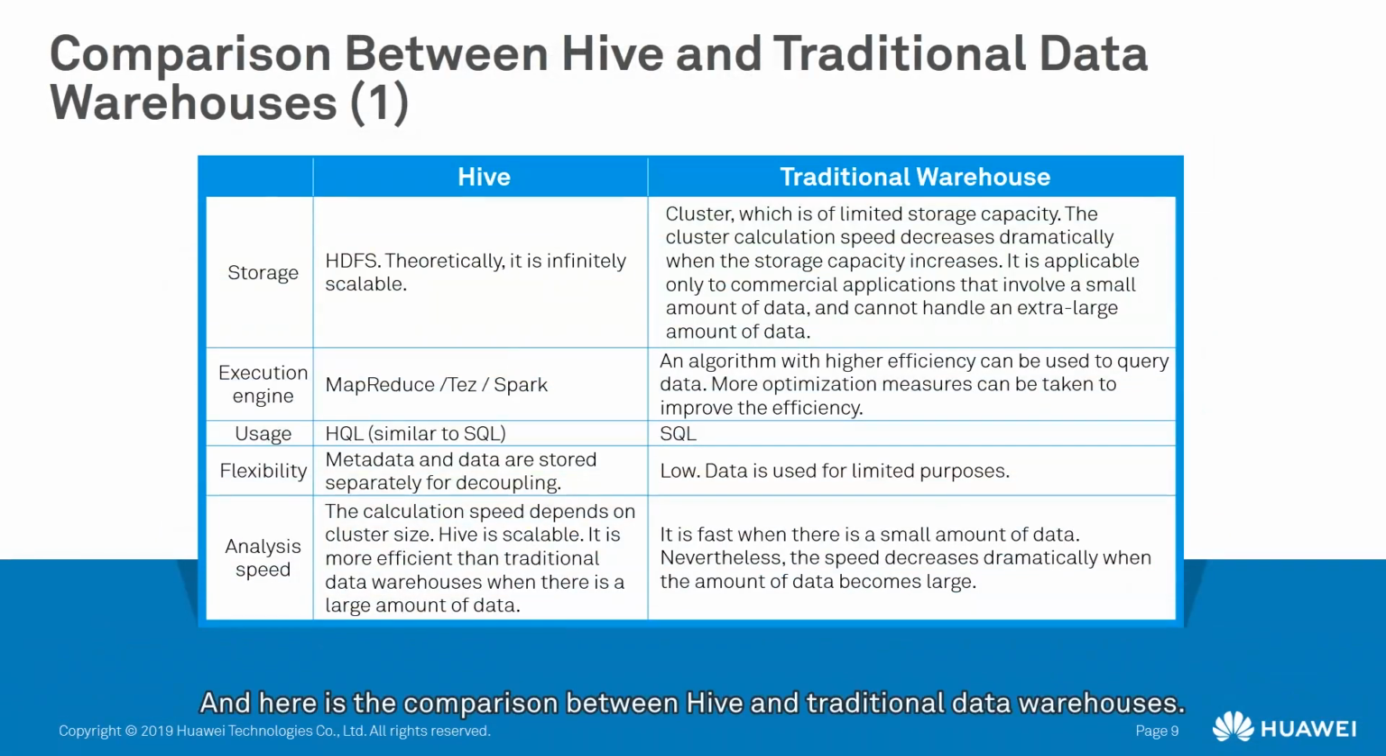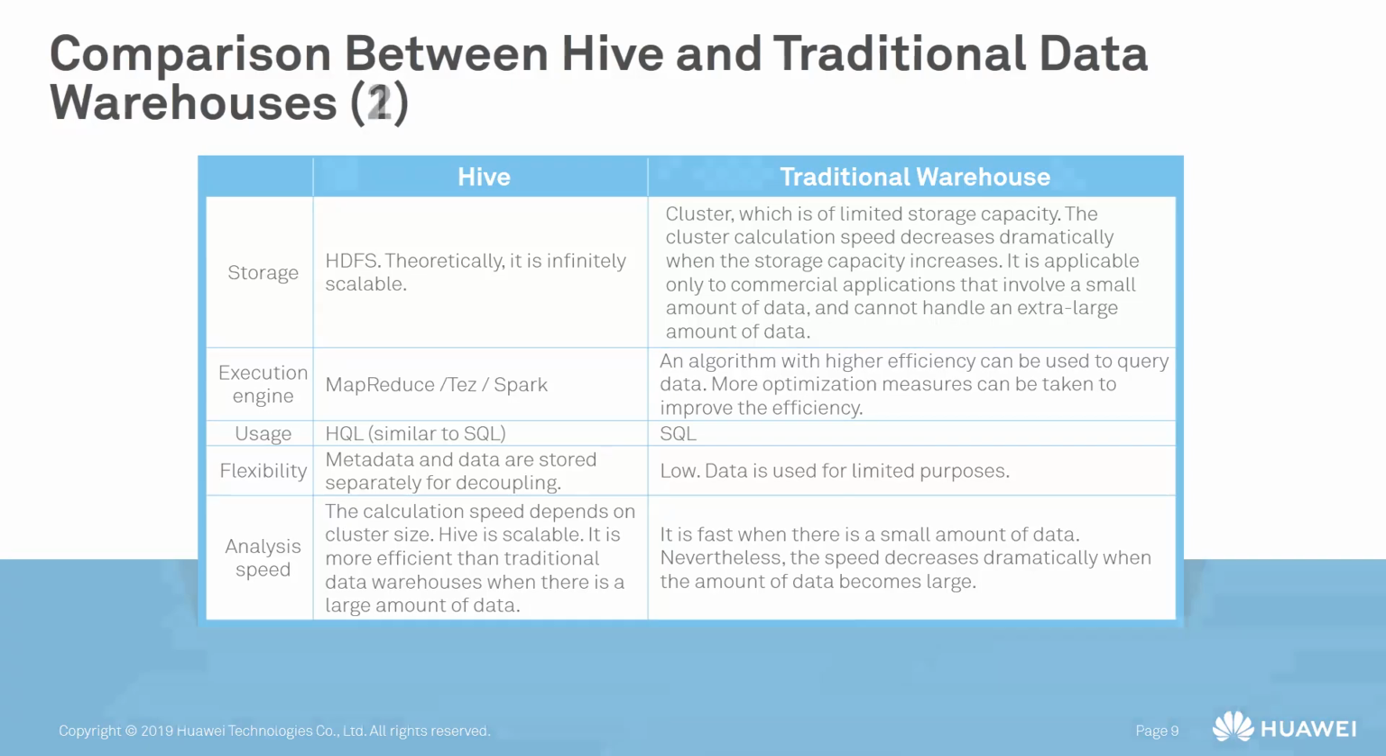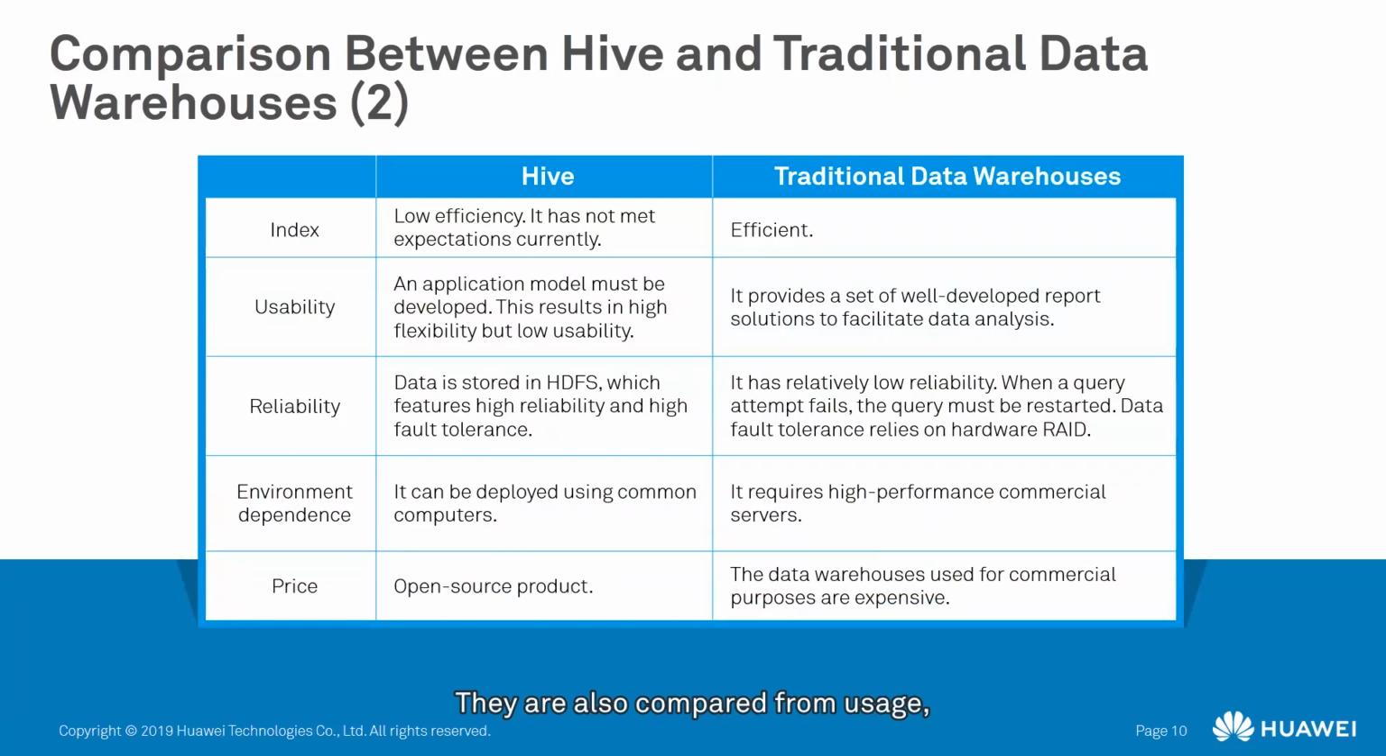And here is the comparison between Hive and traditional data warehouses. They are compared from the following aspects. For storage, we know that Hive is based on HDFS, so it's infinitely scalable, but traditional data warehouses are of limited storage capacity. Hive can take MapReduce or Tez or Spark as the execution engine, while traditional data warehouses use algorithms with higher efficiency to query data. They are also compared from usage, flexibility, analysis speed, index, usability, and so on.